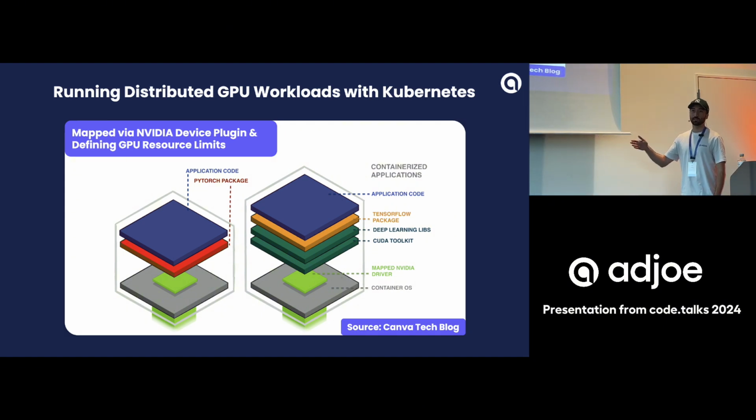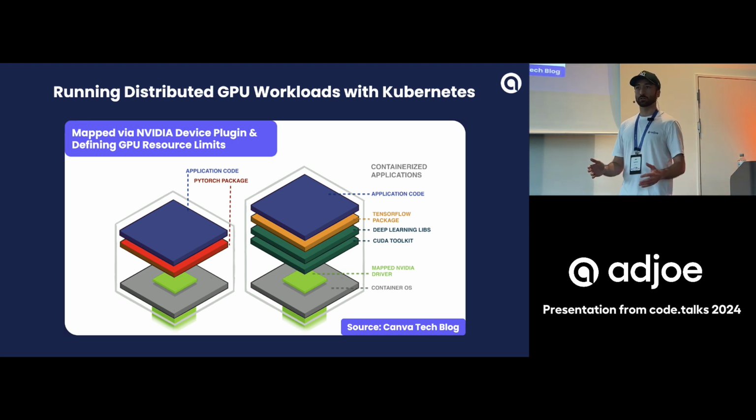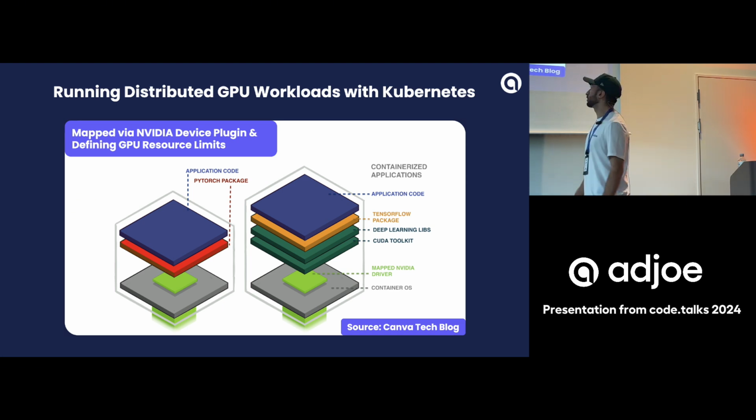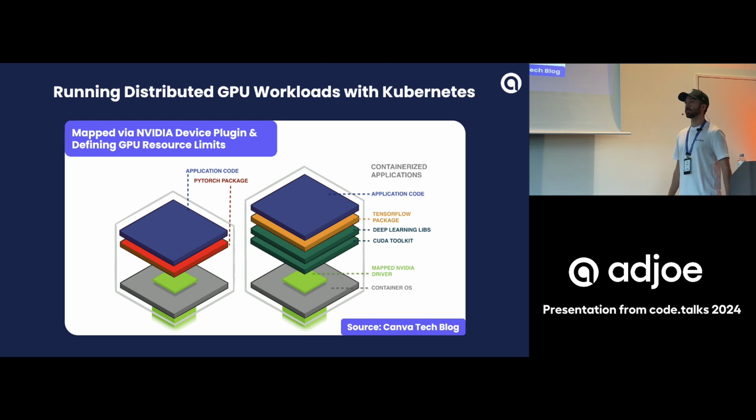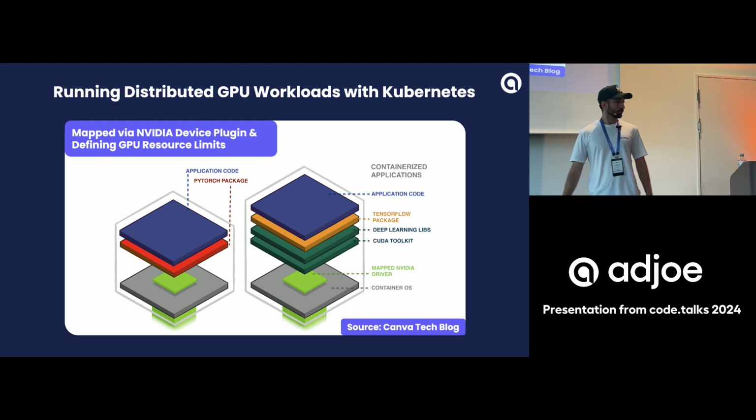We will deploy the NVIDIA device plugin as a daemon set on the GPU node pool that we described before. And what is inside the application containers for the GPU workload is defined here. For example, we will have the mapped NVIDIA driver, CUDA toolkit, deep learning libraries. Your framework could be PyTorch, TensorFlow, anything else, and your application code, of course.